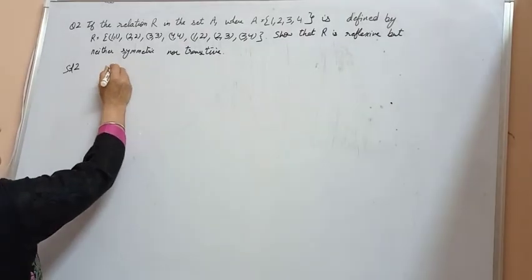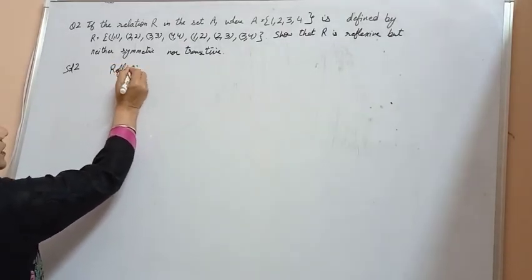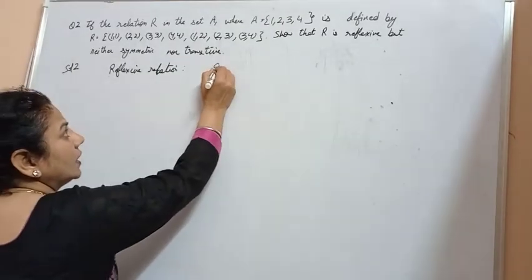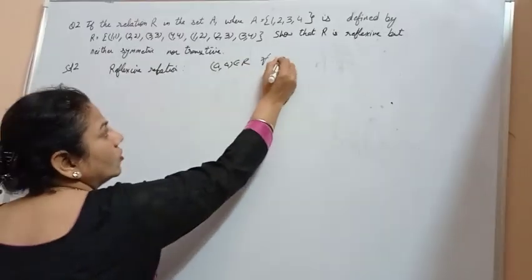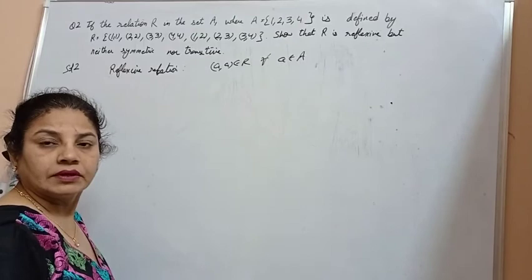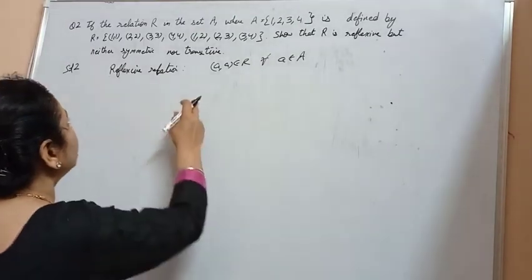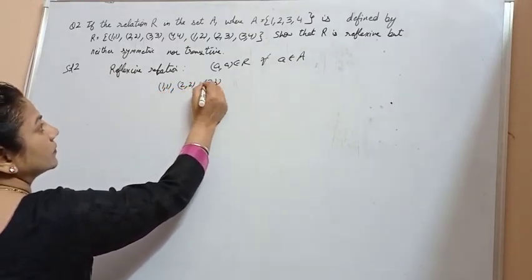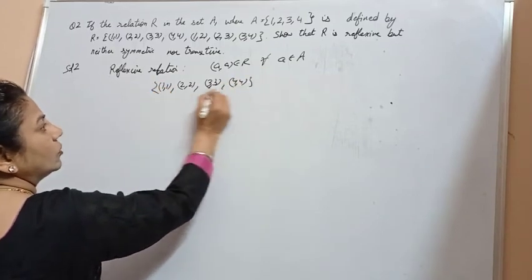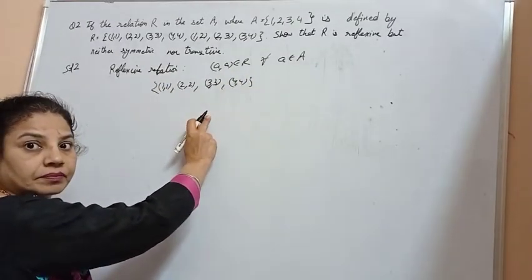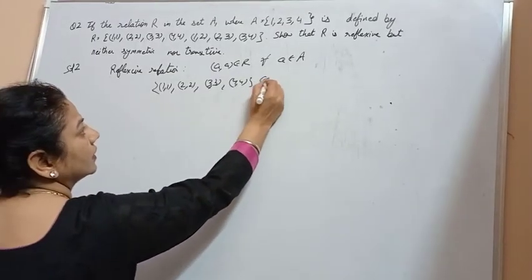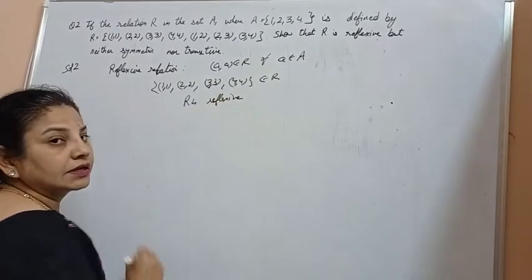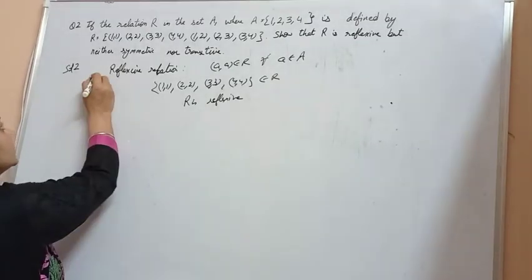By the definition, a reflexive relation says that (a,a) belongs to R for all a belonging to the set A. That means identical elements should be there, and we observe that 1,1; 2,2; 3,3 and 4,4 belong to set R. So we say that R is reflexive.